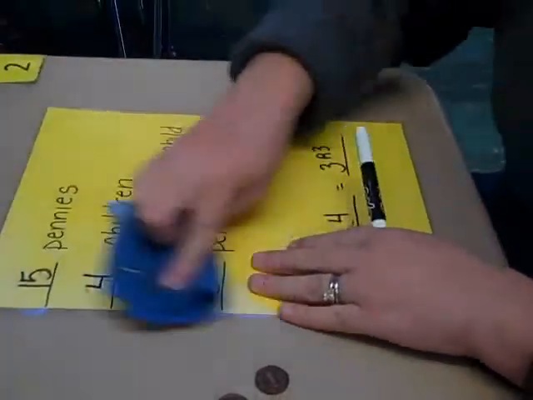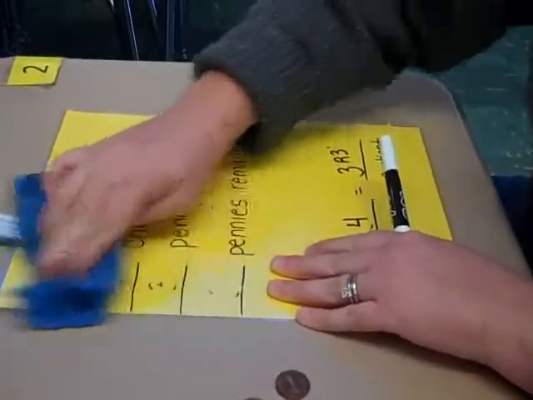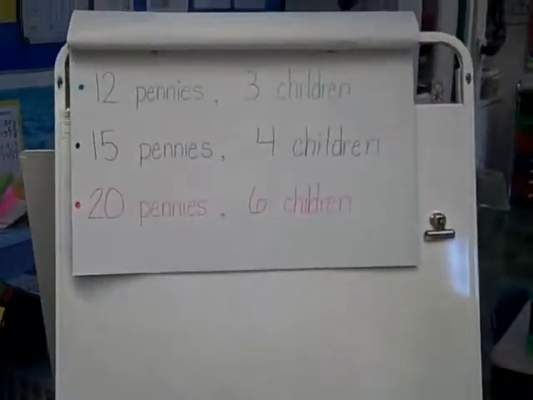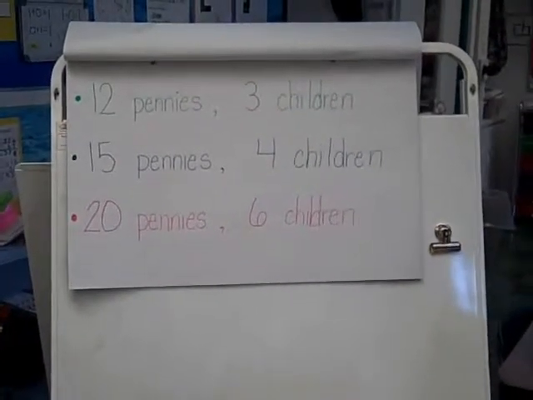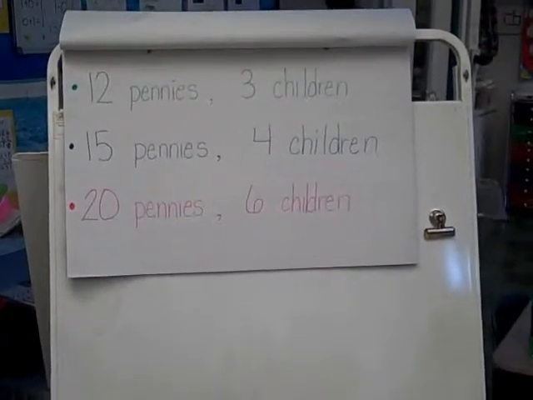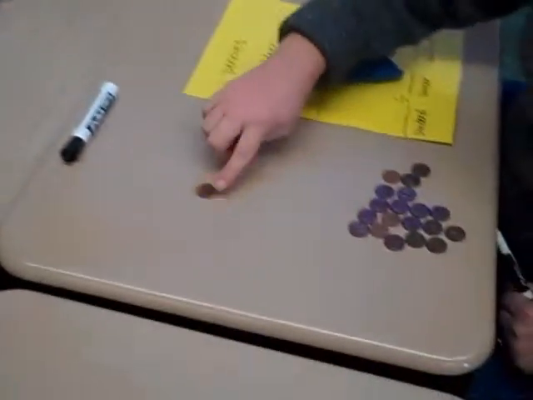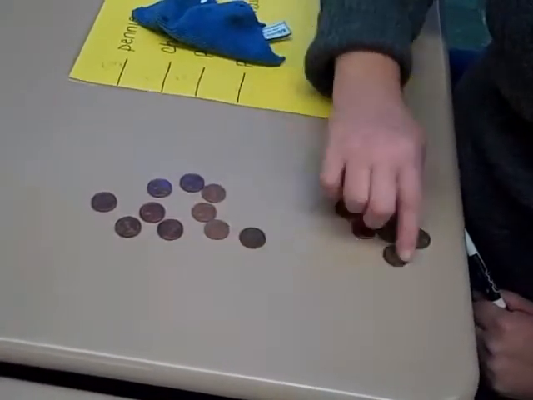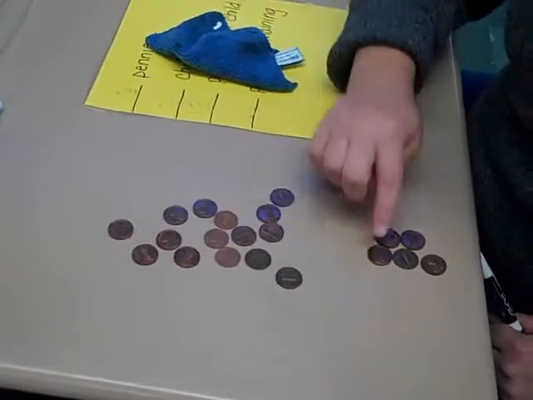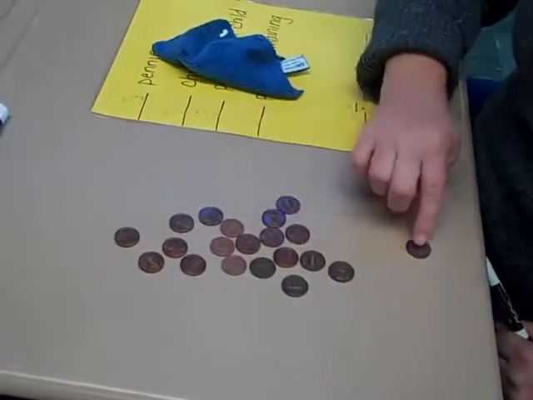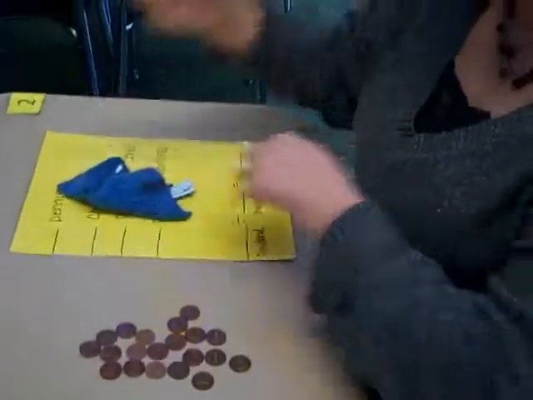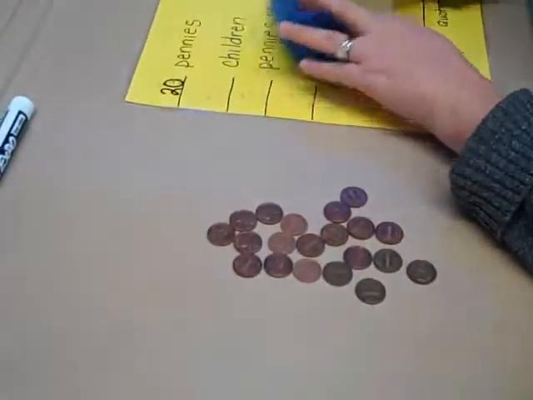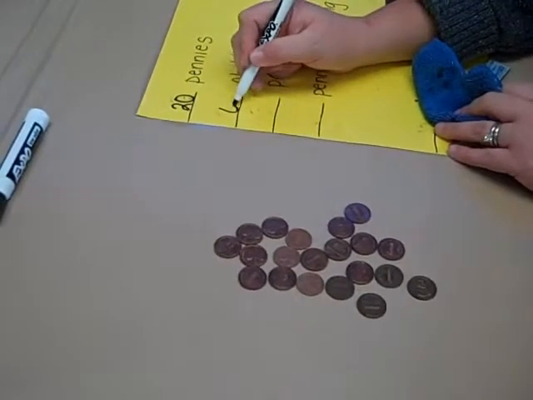Okay? Let's try one more problem. In this one, we're going to have 20 pennies, and we're going to put them into equal groups, 6 equal groups. So let's count out our 20 pennies. 1, 2, 3, 4, 5, 6, 7, 8, 9, 10, 11, 12, 13, 14, 15, 16, 17, 18, 19, 20. Okay, we're going to start off. We know we have 20 pennies. We know that there are 6 children.